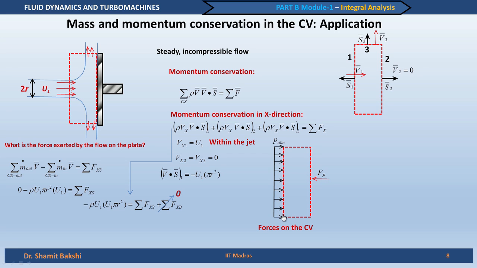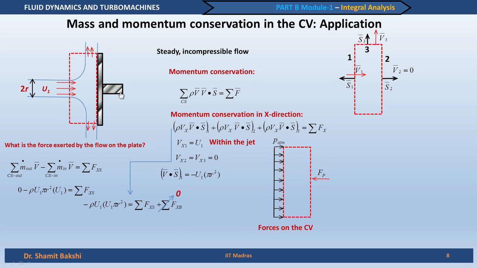So, it has atmospheric pressure acting along this center surface. On the other hand, on the surface of the plate, there is a force exerted by the plate onto the control volume. How to get the value of this particular force? For that we need to draw a free body diagram of the plate.